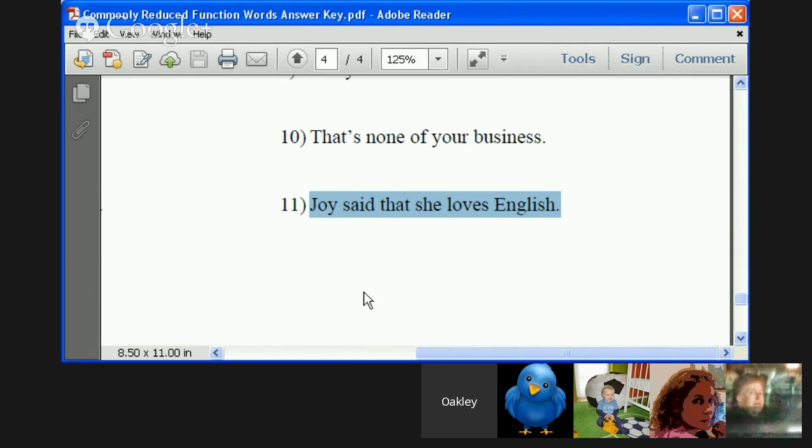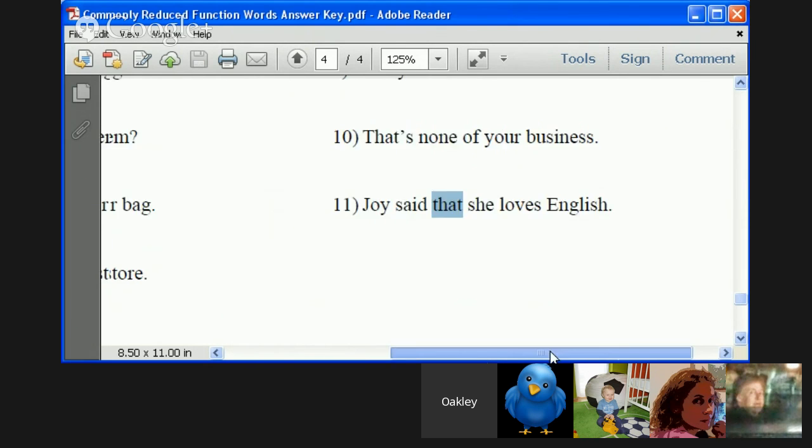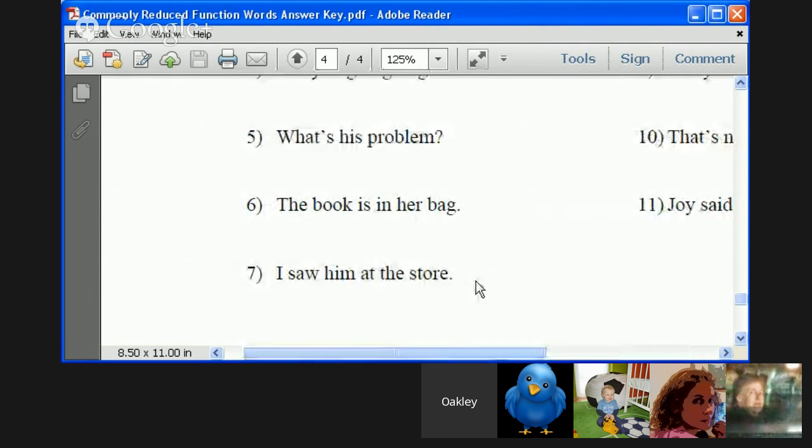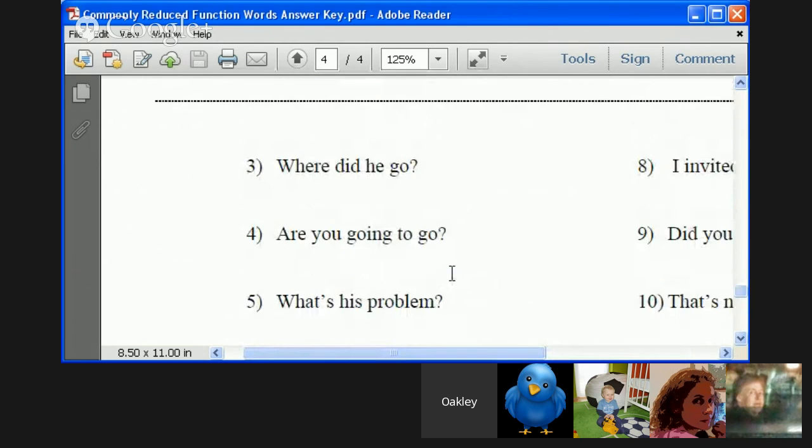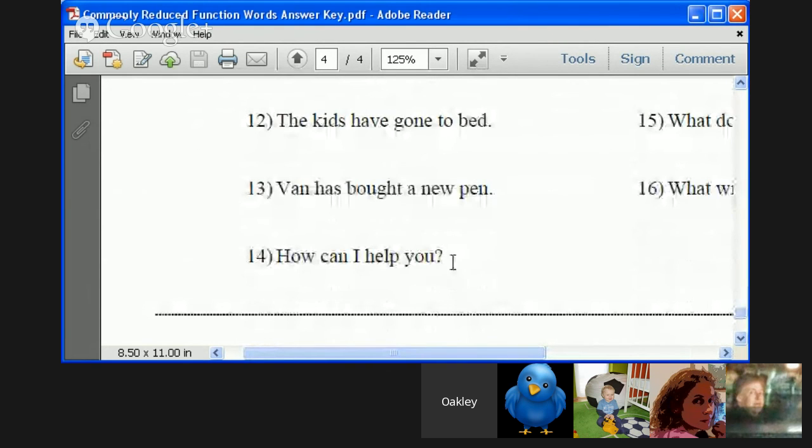Araceli, number 11 here. You said that I can't say it. Yes, these phrases are difficult for me. You say that she loves English. Okay. All right. Joy said that she loves English. Okay. Said that very fast. You link the D. Yeah, Joy said that very fast. She loves English. Joy said that. Okay. Said that. All right.